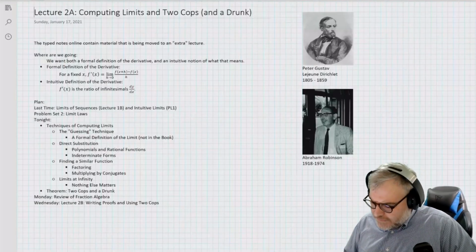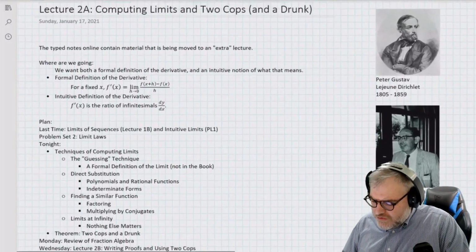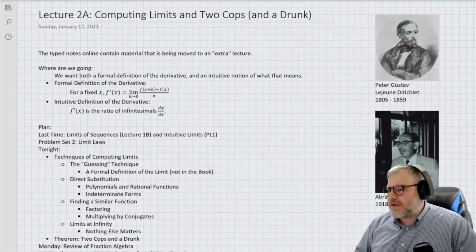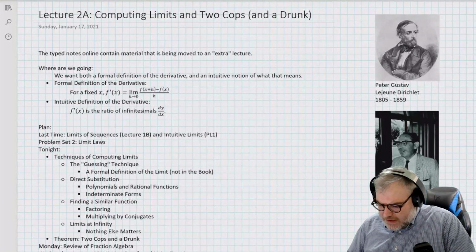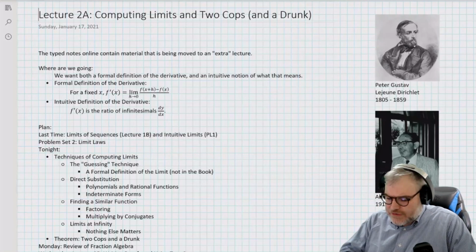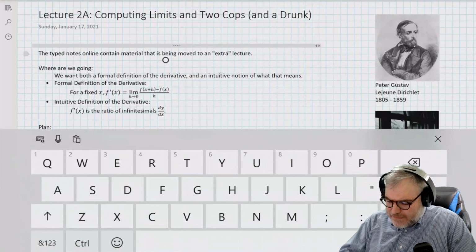Okay, so let's go ahead and talk about what we're doing here. Yep, see, the tablet's syncing now. So what we want to do is talk about how to compute limits, and then talk about this major theorem, two cops and a drunk. The notes contain this stuff too, but they also contain a bunch of stuff that's being moved.